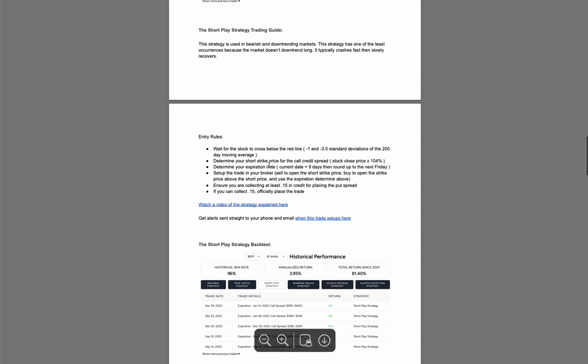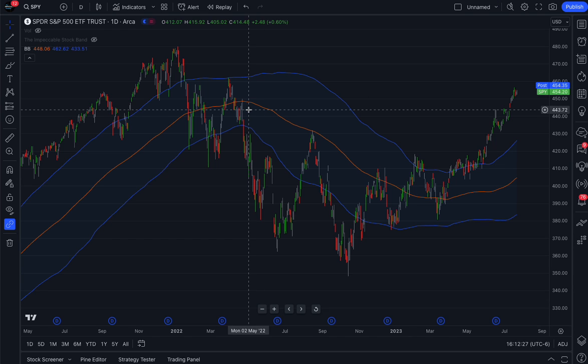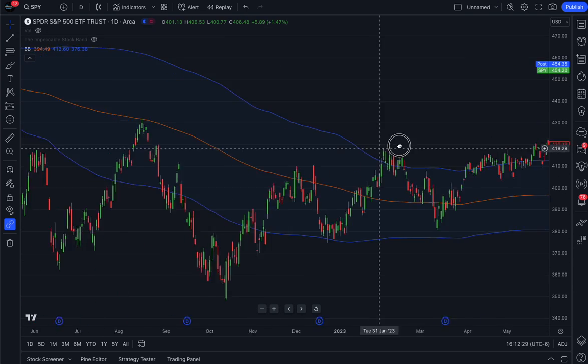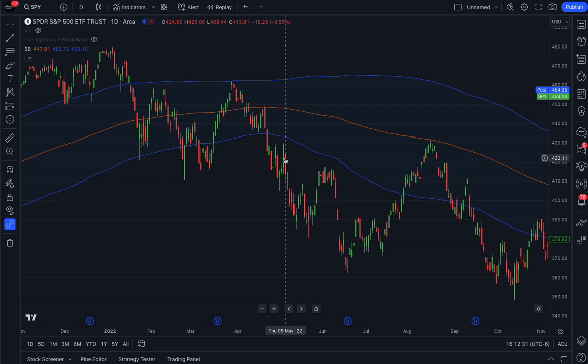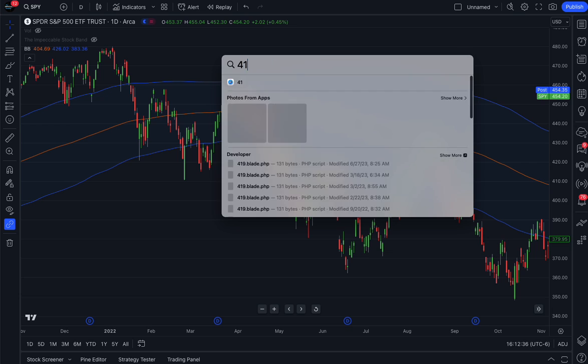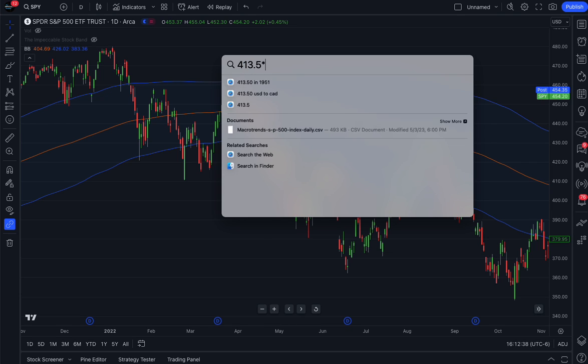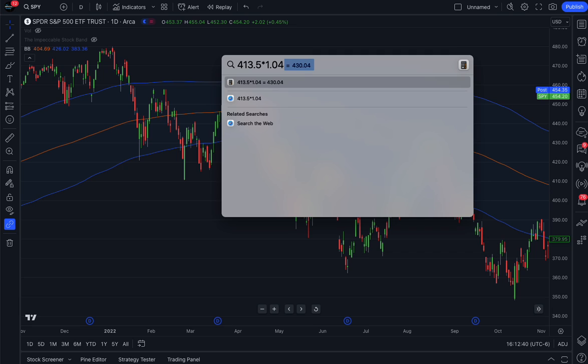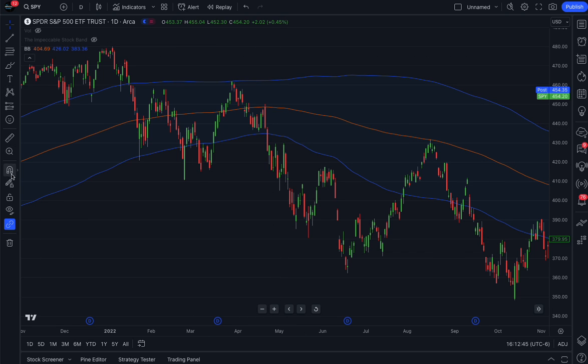to sell call credit spreads. So what we're going to do is determine our short strike price, which is going to be the current stock close price times 104%, or essentially 4% above the close price. So let's say we're trading this right here. You can see how we're below. Well, it closed here at 413.50. So you're going to go 413.50 times 1.04, and that's going to give us 430. So 430 is going to be the call strike price that we use. I believe that was right here. 430 is going to be right here.